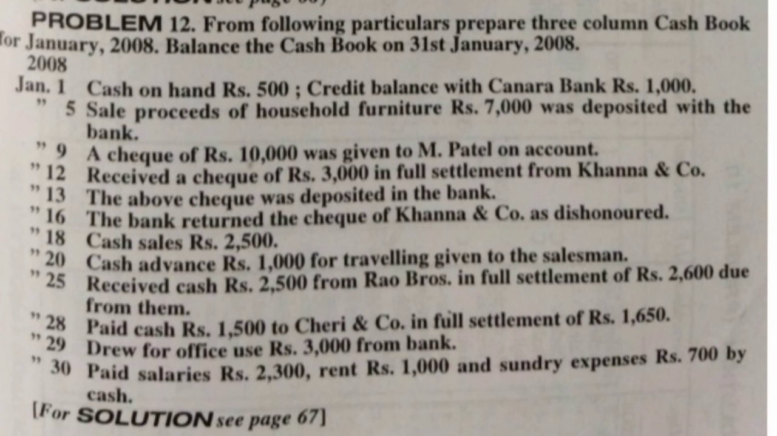The next transaction is: the above check was deposited in the bank. So we are receiving the check on 12th January and we are depositing the same check on 13th January. On the receipt date, that is 12th January, the entry would be cash account debit to Kannan account. So cash is on the debit side, debit the cash column to Kannan account with rupees 3,000.